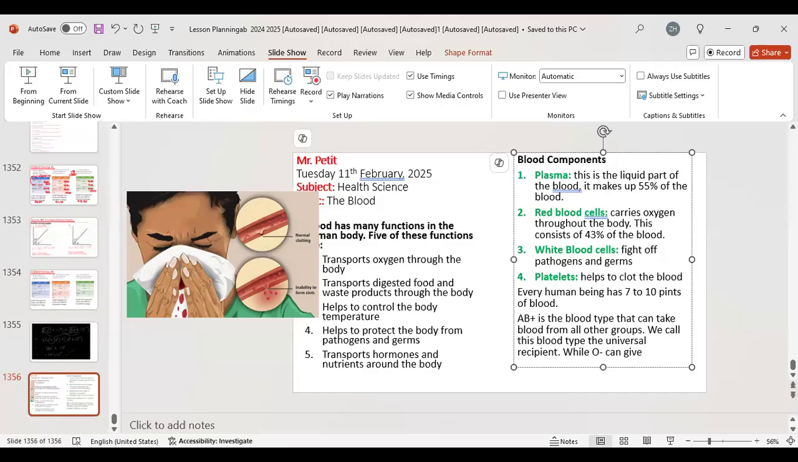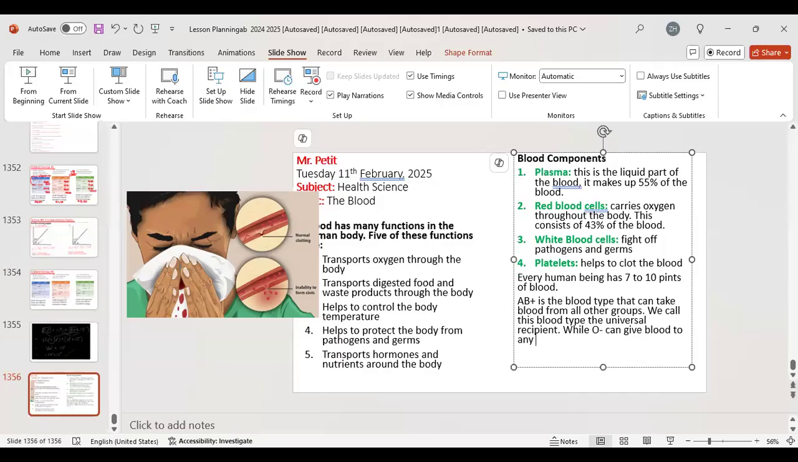While O negative can give blood to any other blood group. You could go to any lab and get tested, or when you give out blood, like in a blood transfusion, they'll tell you what your blood type is.